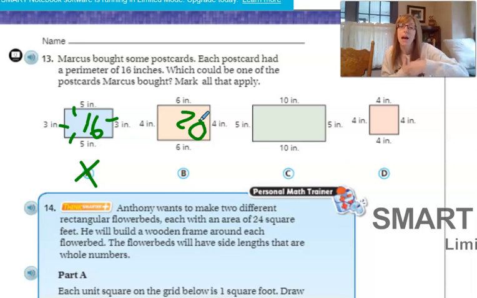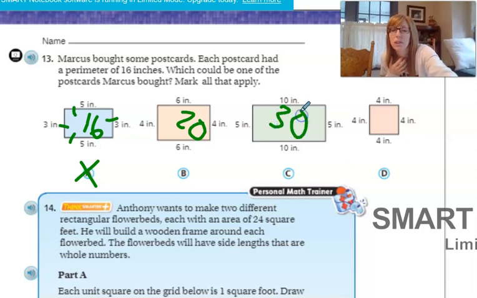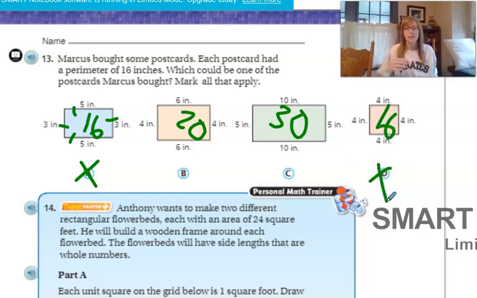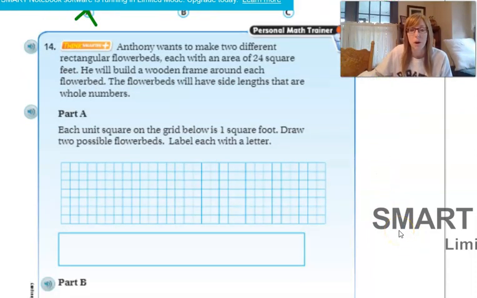So then I'm going to do the next ones. 10 and 10, that's 20, and 5 and 5, that's another 10. So that would be 30. That one doesn't work. So then we're going to go, oh, look at that. 4 plus 4 plus 4 plus 4. So we know 4 times 4 is, you are correct, 16, and that would be a postcard that Marcus would have bought.